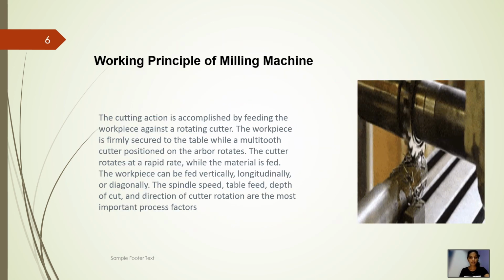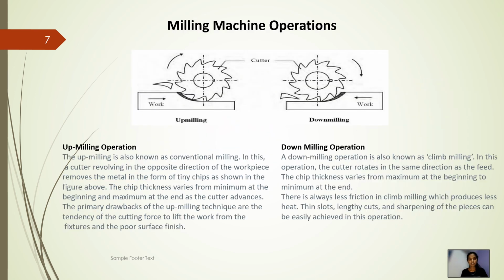Working principle of milling machines. The cutting action is accomplished by feeding the workpiece against a rotating cutter. The workpiece is firmly secured to the table while the multi-tooth cutter positioned on the arbor rotates. The cutter rotates at a rapid rate while the material is fed. The workpiece can be fed vertically, longitudinally, or diagonally. The spindle speed, table feed, depth of cut, and direction of cutter rotation are the most important process factors. Now we'll discuss operations of milling machine.